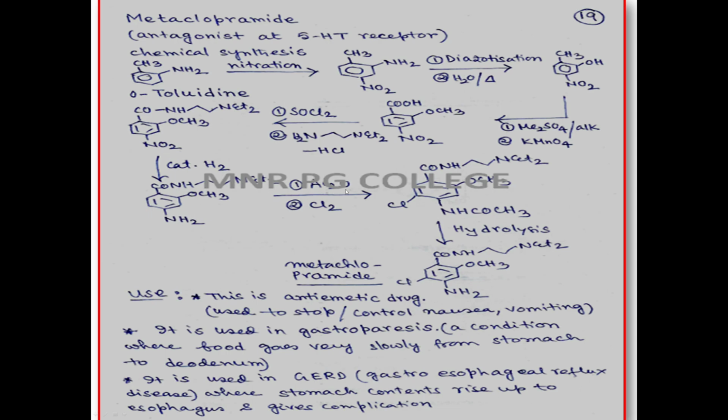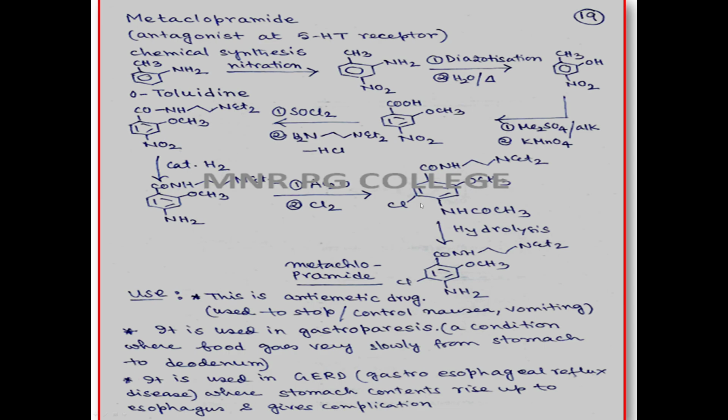Now it is subjected to acetylation. So acetylation means with acetic anhydride and acetic acid, NH2 becomes acetylated, meaning it becomes NHCOCH3, and when it is treated with chlorine, then ring chlorination happens, and again where the chlorine will come depends on the directive influence of the three groups already present. This amide group is meta orienting, so chlorine will come at the meta position.